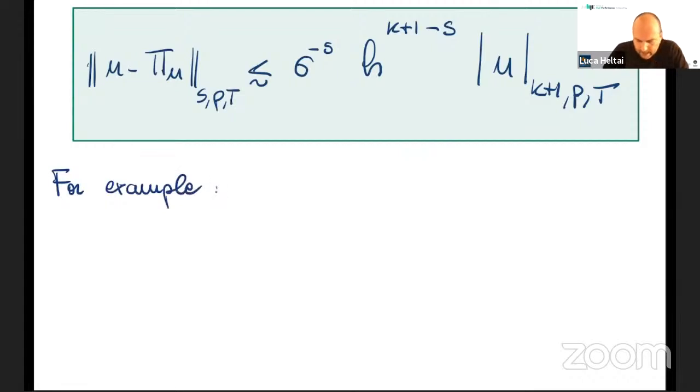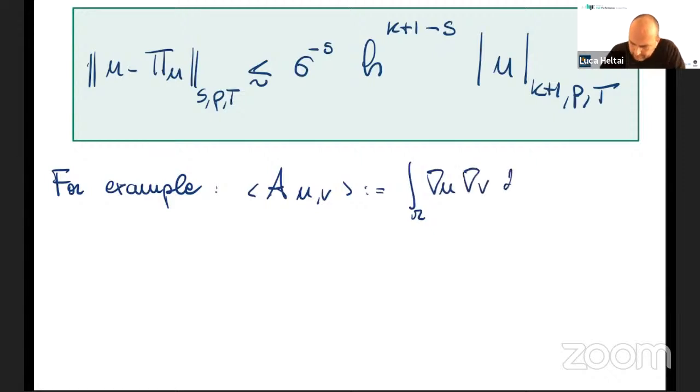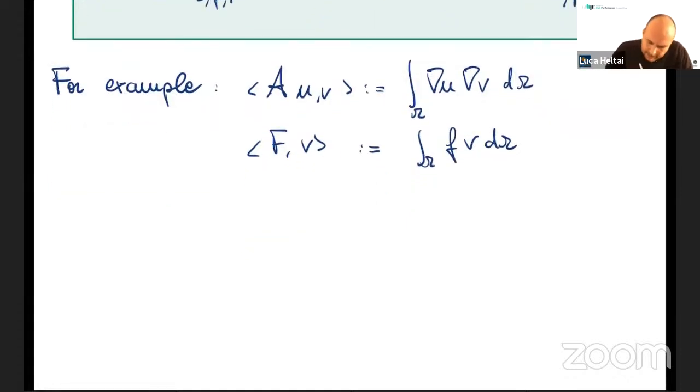let's go to the specific, and let's take A, which is the weak Laplacian. So we say A(U, V) defined as the integral over omega of the gradient of U times the gradient of V. And let's say, for example, that F(V) is equal to the integral over omega of F V d omega. And let's say that F is a function which is in L2 of omega, okay?